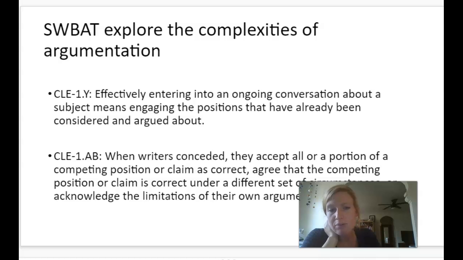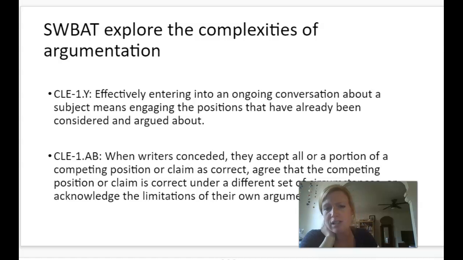They agree that the competing position or claim is correct under a different set of circumstances, or they acknowledge the limitations of the argument. We need to be authentic in our argument. We don't want to just say this is absolutely correct and I stand by just this, because it's pretty hard to prove that your stance is right over anyone else's.